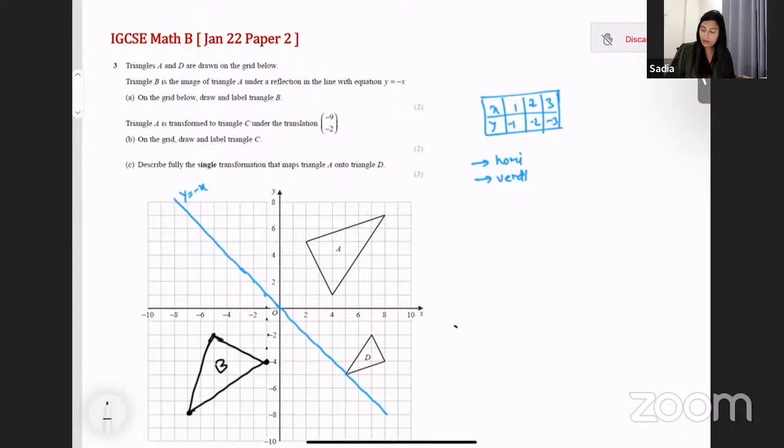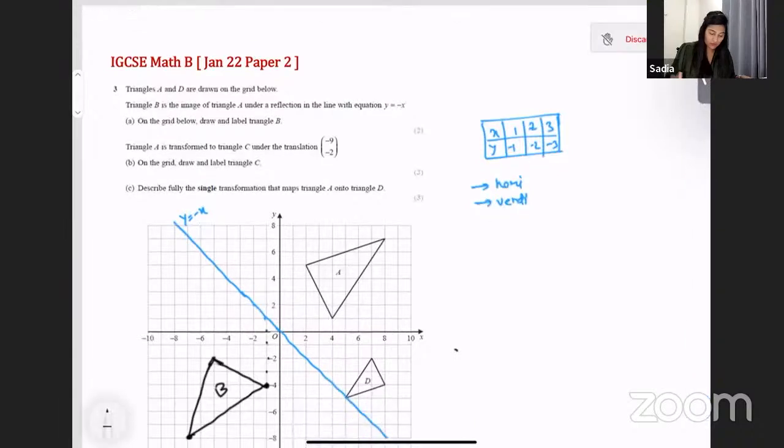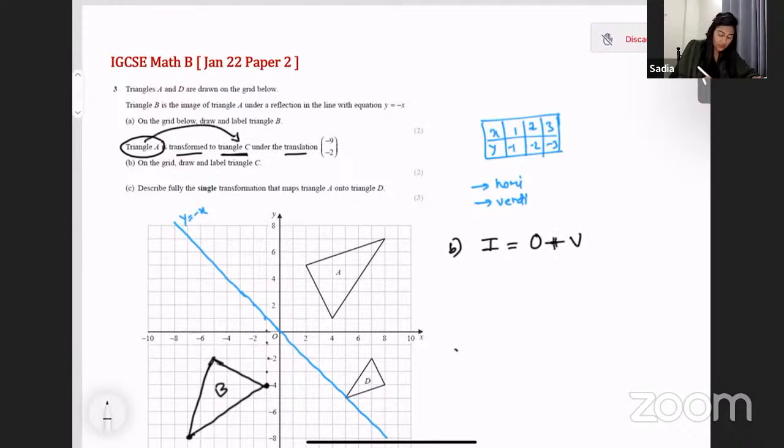Okay, so I'm done with part A. Next, you need to draw triangle C. Triangle A is transformed into triangle C under the translation. For translation, we know that it's just a shift in position, right? So the formula for that is object plus vector. A is transformed to C, which means A is our object and C is the image.